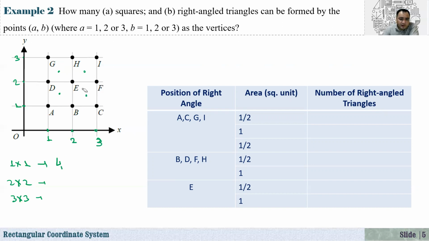Now if we are talking about 2 by 2 squares, how many? We have only one. So that is 4 and 1. So 1 by 1, we have 1, 2, 3, 4, and 2 by 2, we have 1.